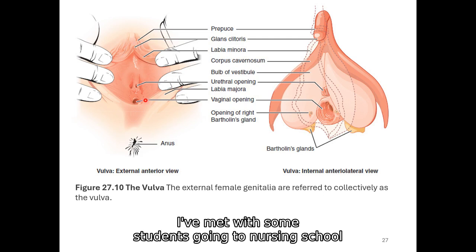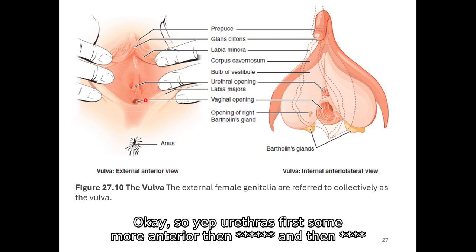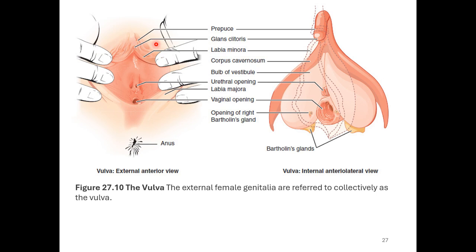I've met with some students going to nursing school. They had to learn how to do catheters, and the big thing was, do not stick this in the vagina. Okay, so yep, urethra's first, so more anterior, then vagina, and then anus. The area inside of the labia minora is called the vestibule.